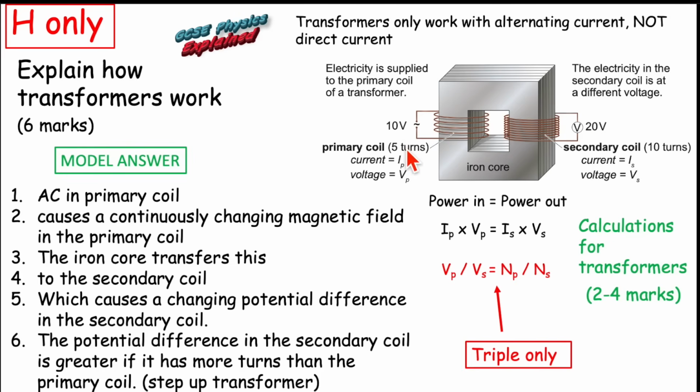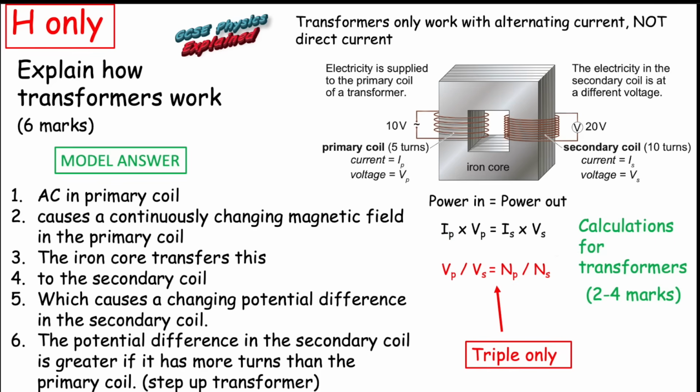So in other words, the turns doubled, so the voltage will double as well. Remember, you can get marks for calculations for transformers. The power in to the primary must equal the power out of the primary. Remember, power is current times voltage, so the current times the voltage that goes in must equal the current times the voltage that comes out.